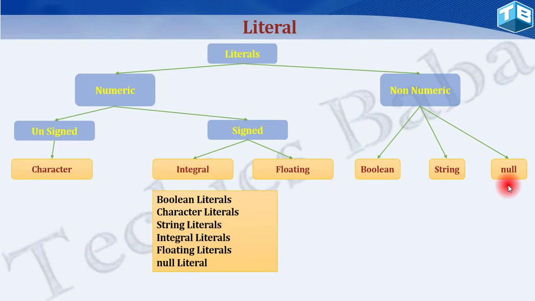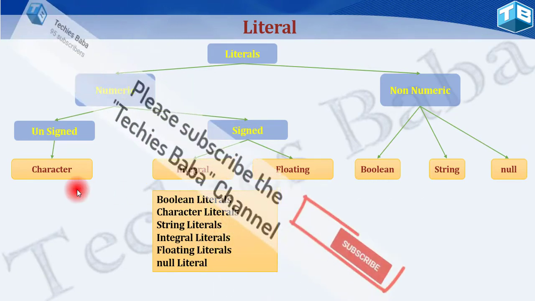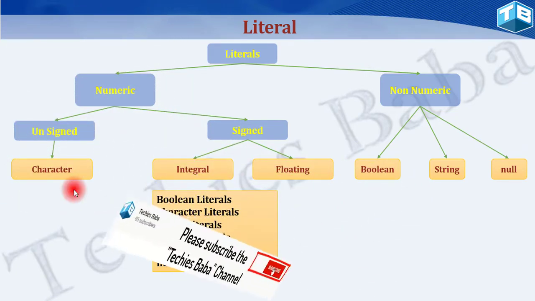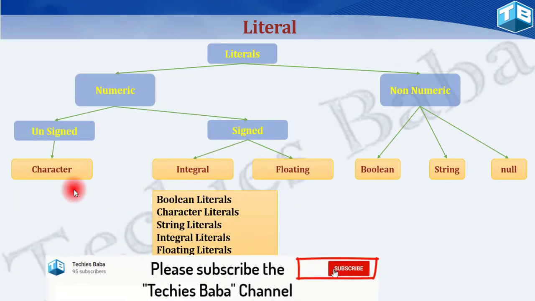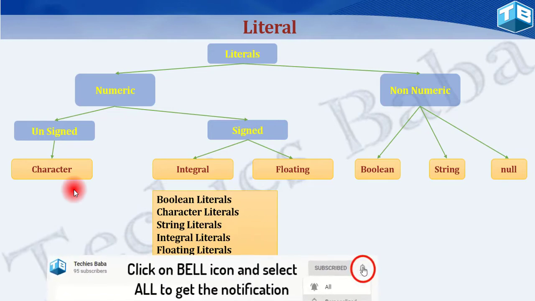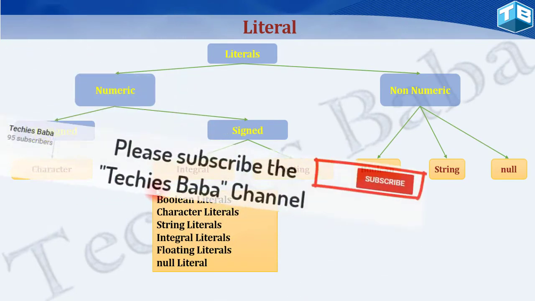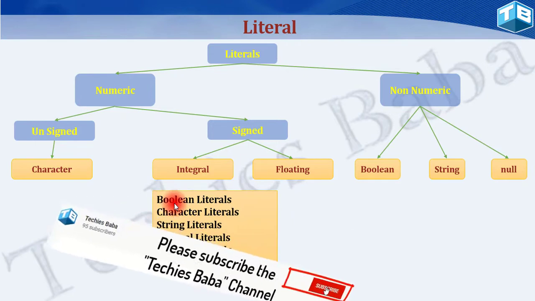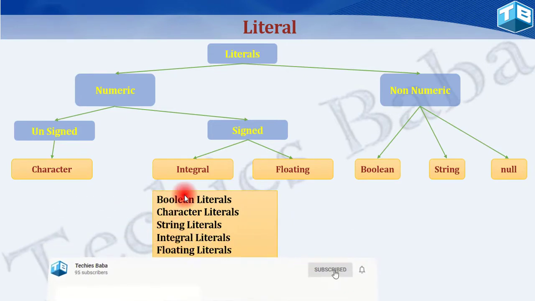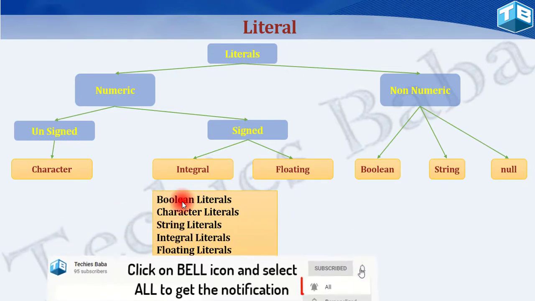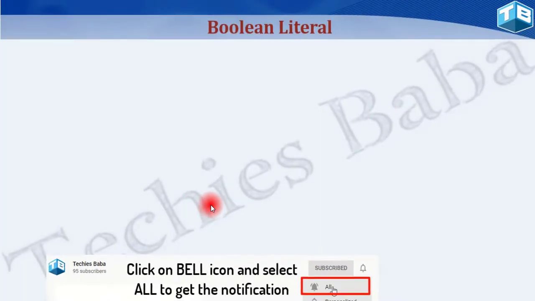So if we have an idea of all these literals, like how a value can be represented, what options we have to provide or represent a value inside our program, inside our code, then we will be good to proceed. Now we are going to talk about each literal separately. First we are going to talk about the Boolean literal.